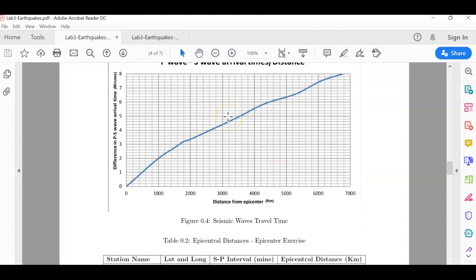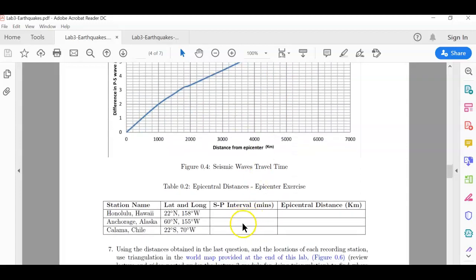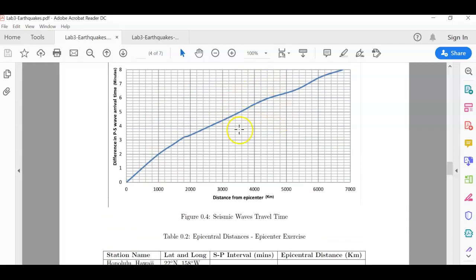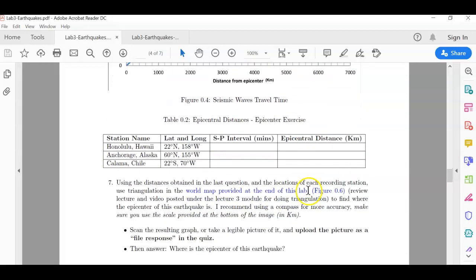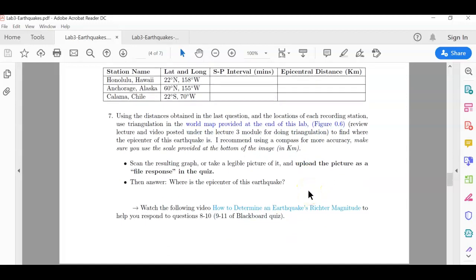So you're going to use the values that you obtained from table 1 to determine the epicenter distance for Anchorage, Alaska, and for Calama, Chile as well, again using the same graph. Good. Okay, question number 7. Using the distances that you obtained in the last question and the locations for each recording station, use triangulation on the world map provided at the end of this lab, which is figure 0.6.